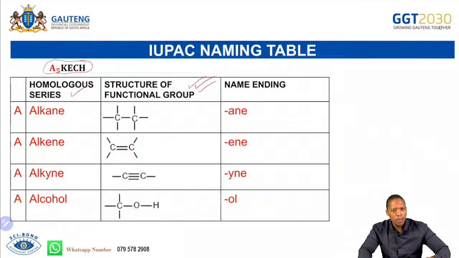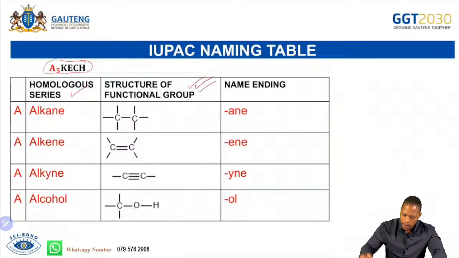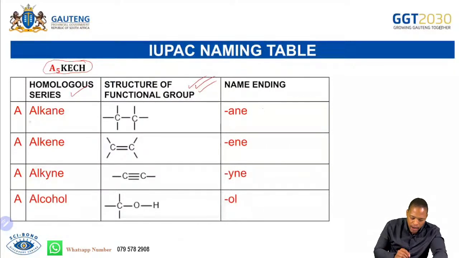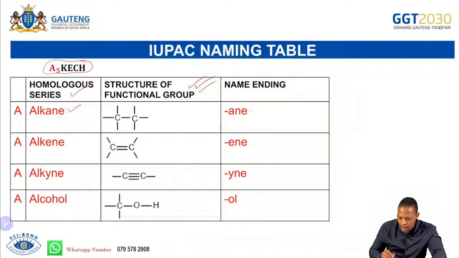Again, remember, you are memorizing this table. It is important that each and every one of you memorize this table, okay? Or whatever table that you have been taught in class that can also help in this regard, okay? What I want you to also memorize is the name ending. If I have identified that the homologous series is alkane, then the name ending here, ane, is what goes with alkane, okay? And then if I've identified that I'm dealing with an alkene, the name ending here is dash en.